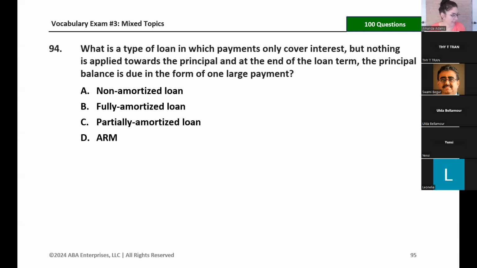94. What is a type of loan in which payments only cover interest, but nothing is applied towards the principal? And at the end of the loan, the principal balance is due in the form of one large payment.